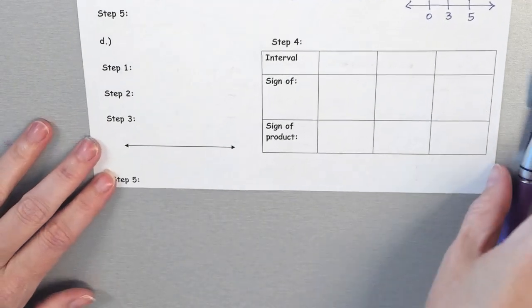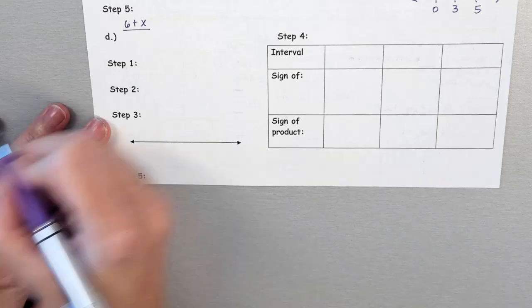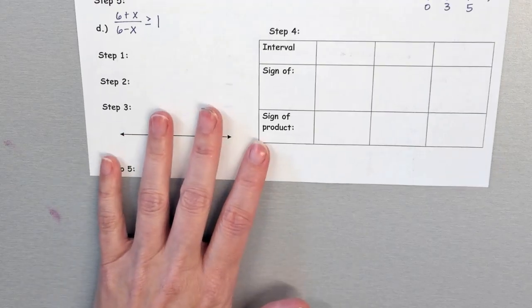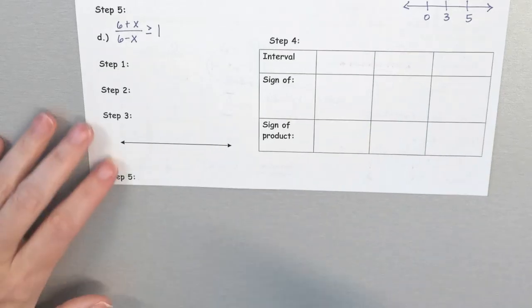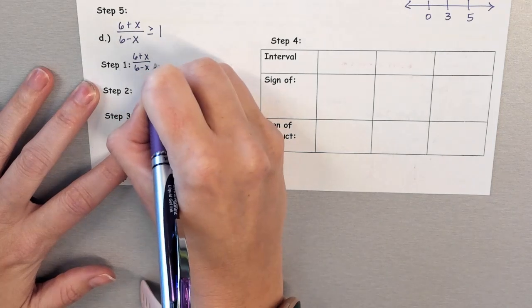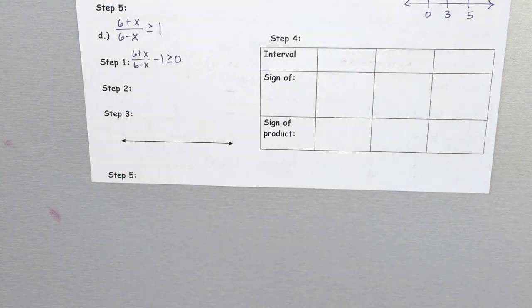All right, and then the last type you have to know how to do, we talked about the quotient, right? So the last type you have to know how to do is a quotient. So if you have 6 plus x over 6 minus x, and that is greater than or equal to 1, okay, then we are going to do the same first step. Remember, if it's not 0, you have to move it over. So if you move that over, you have 6 plus x over 6 minus x, and you have to subtract the 1. That's your first step.